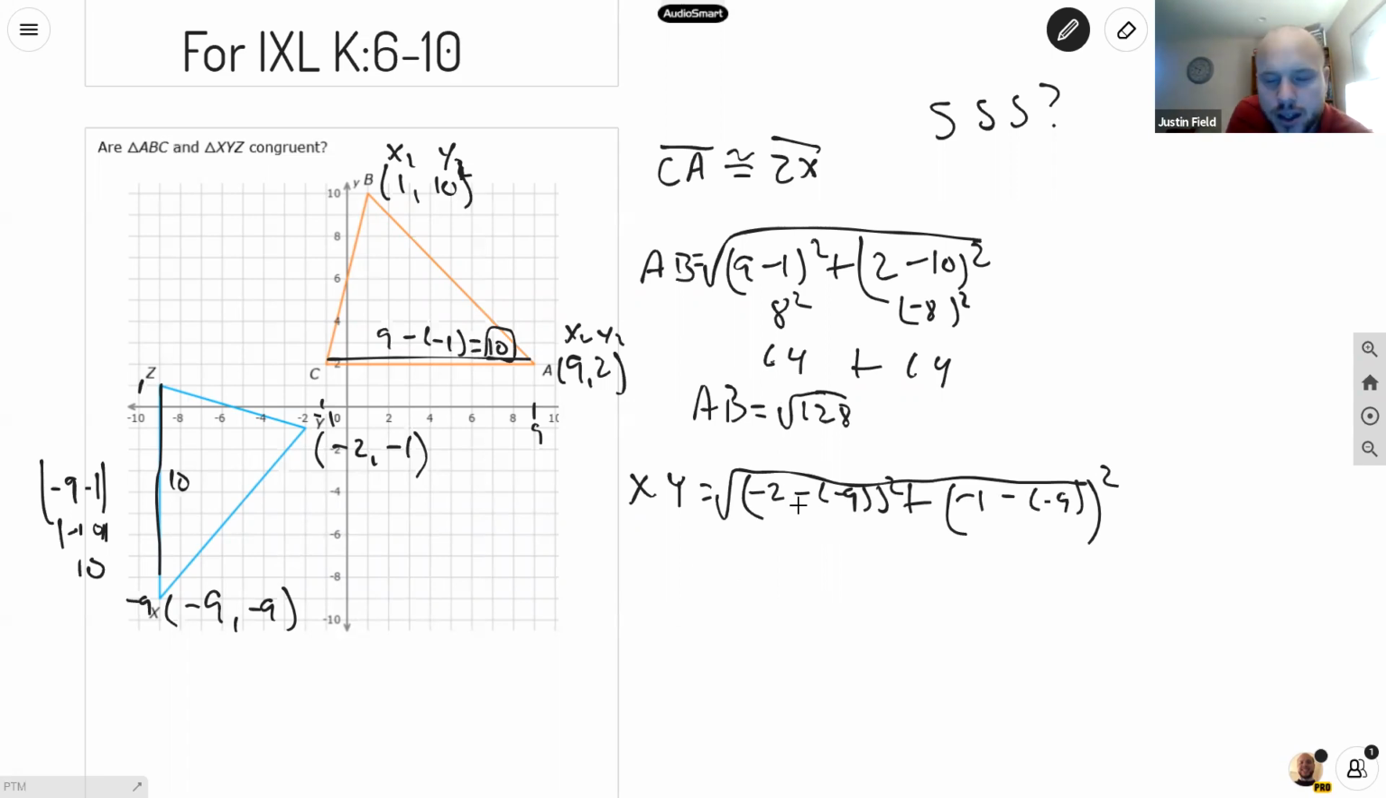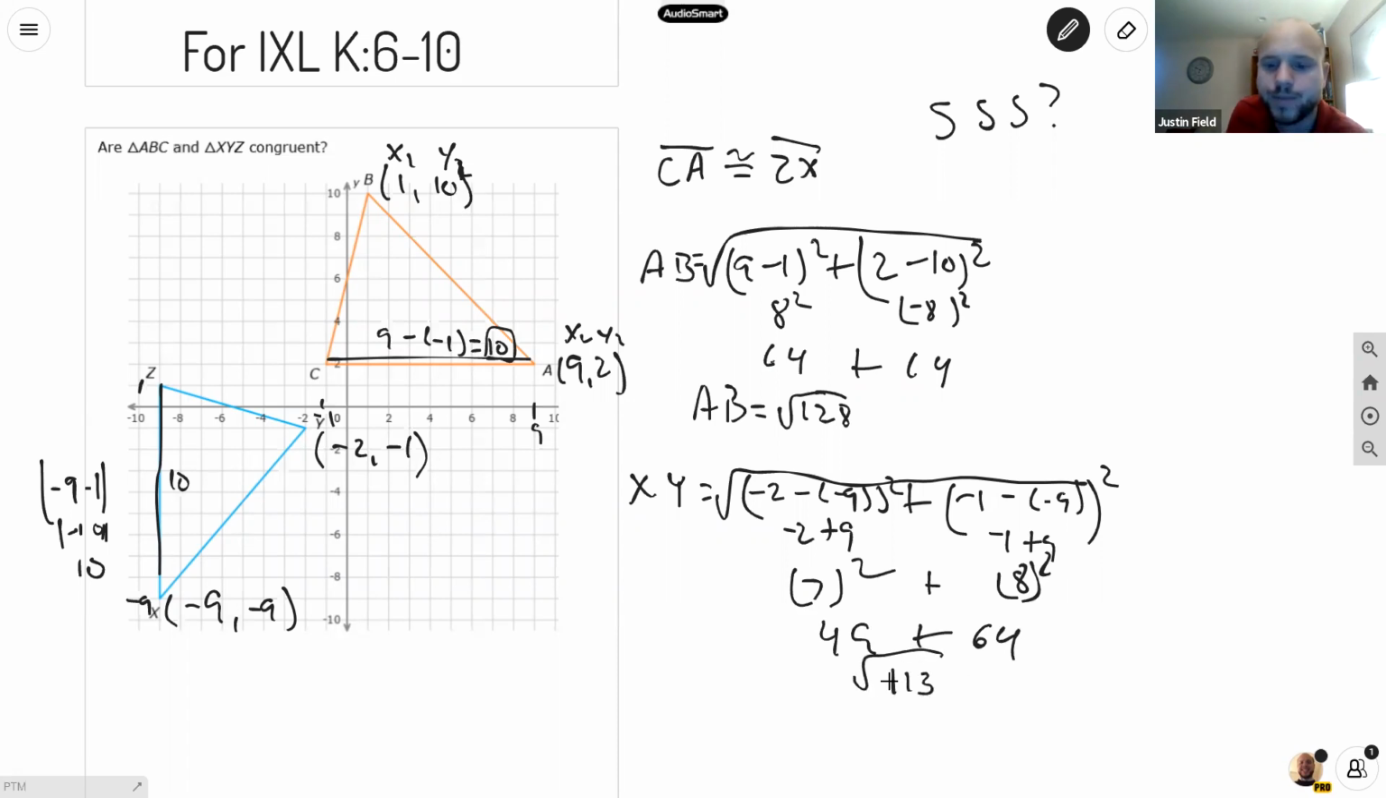Okay, and this is -2 plus 9, which is 7. And this is -1 plus 9, which is 8 squared. So 49 plus 64. What is that? 113. That's not good. XY equals the square root of 113. AB equals the square root of 128. And so does BC equal the square root of 113?